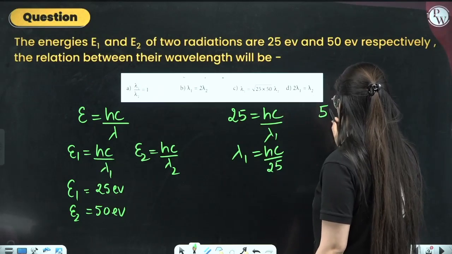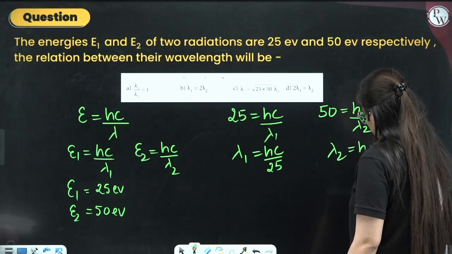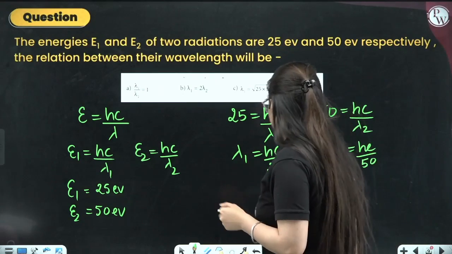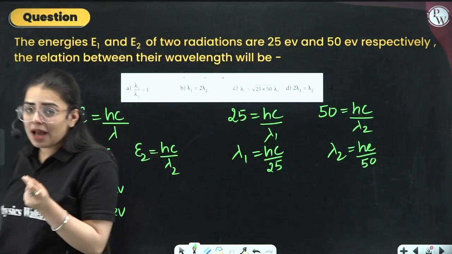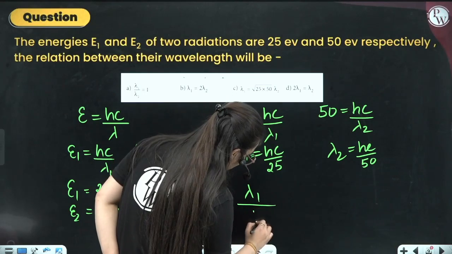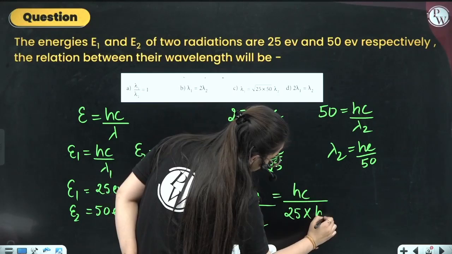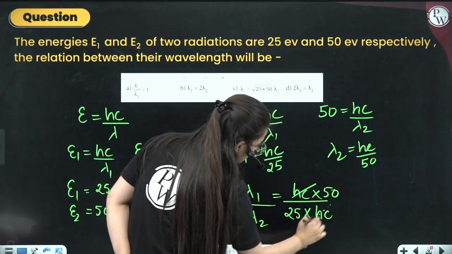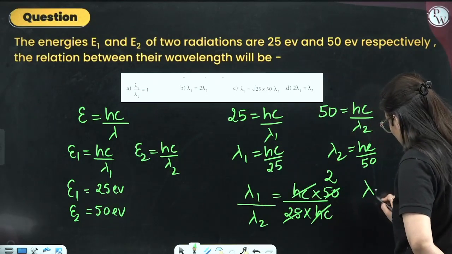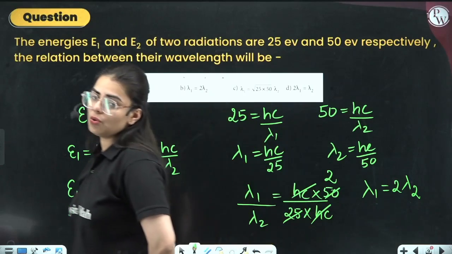Similarly, 50 is equivalent to hc by lambda 2, so lambda 2 is basically hc by 50. What relation do we need to find? We need to find a relationship between lambda 1 and lambda 2. So if I divide lambda 1 by lambda 2, lambda 1 is hc by 25 and lambda 2 is hc by 50. So hc gets cancelled, and 25 twos are 50. If I cross multiply, lambda 1 is equal to 2 into lambda 2. Lambda 1 is equivalent to 2 into lambda 2.